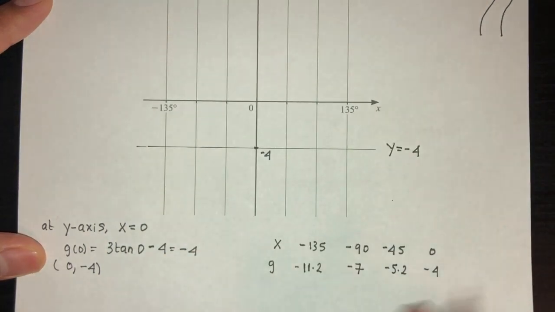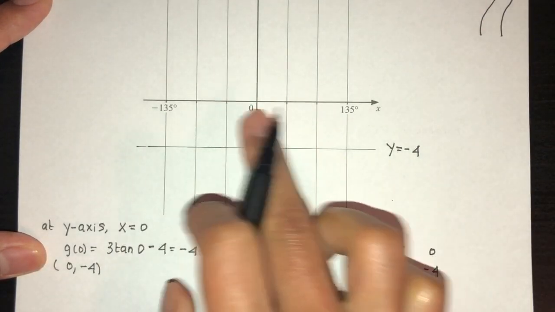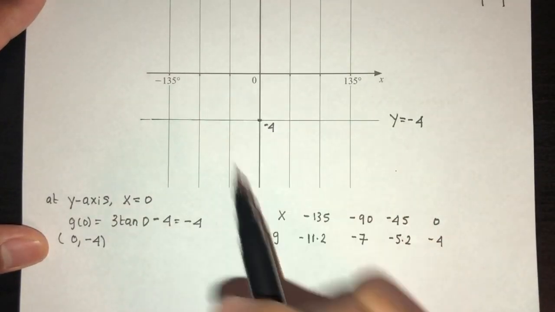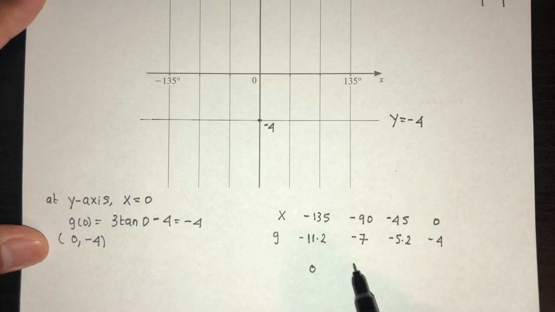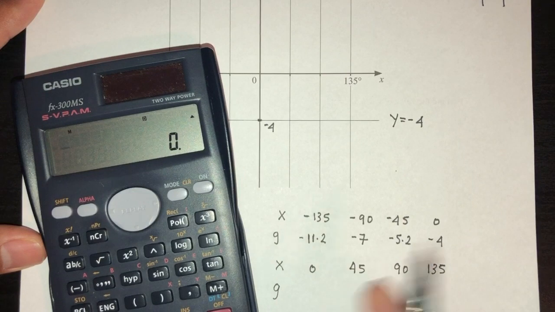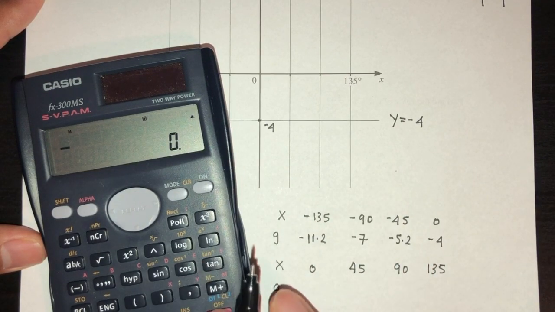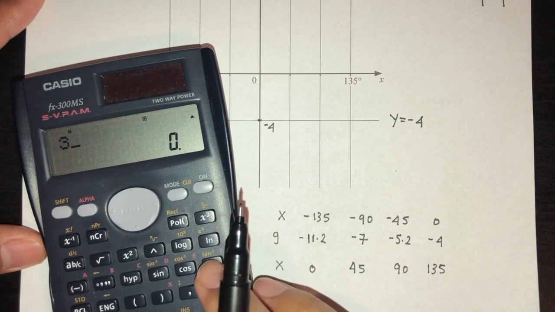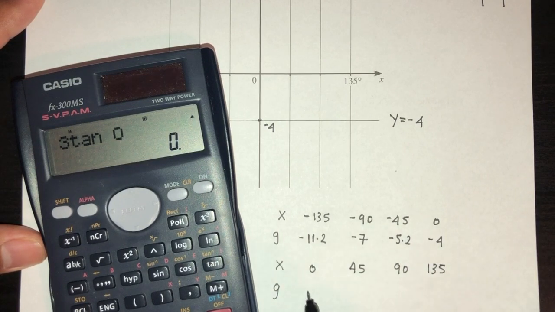So that is the values for this side. And how about this side? Here we have 0, 45, 90, and 135. What is the value of g? Same thing, you should get the values here. So 3 tan of 0 is 0, so same thing here, minus 4.